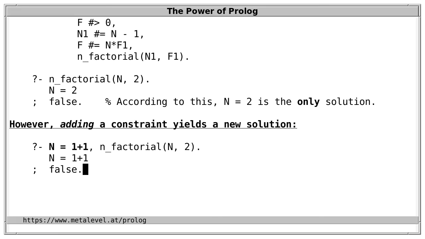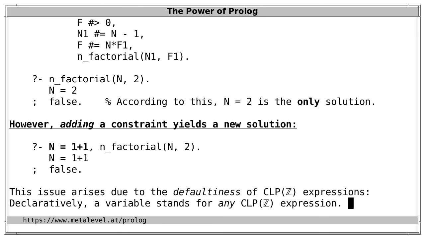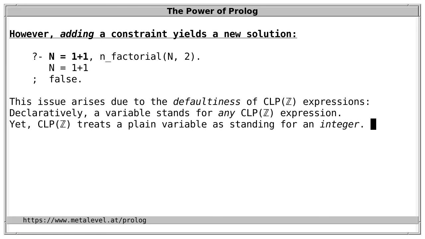So what we want from a program is, of course, the truth about the situation. If the program tells us there are no other solutions, then there shouldn't be any other solutions. Especially not if we add additional constraints, which should only be able to remove solutions, certainly not add them. And this issue arises here due to the defaultiness of CLP(Z) expressions, because declaratively a variable in an arithmetic constraint stands for any CLP(Z) expression, not just concrete integers. Yet CLP(Z) implicitly treats a plain variable as standing only for an integer, never a compound expression.